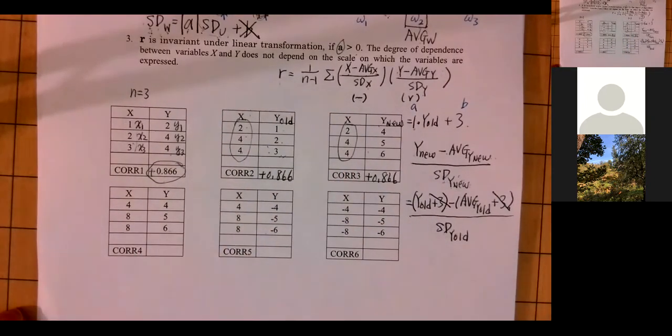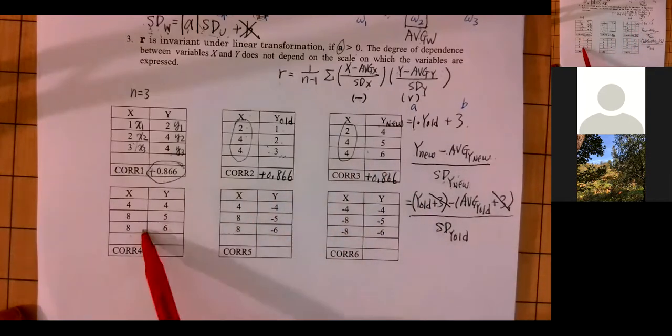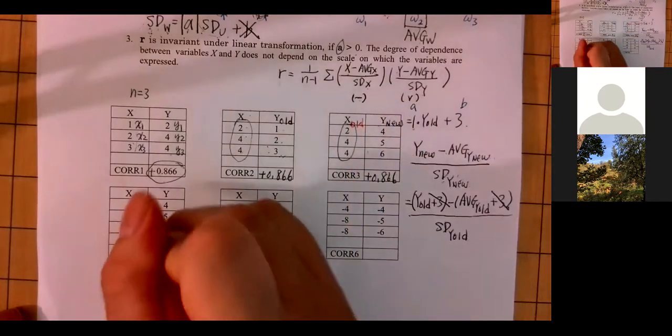Okay, let's look from table 3 to table 4. Let's look here. The y column, 456, y column, 456. So this column remains unchanged. X column, 244, X column, 488. How are these two tables related to each other? We know y remains unchanged, but x has been changed. What is the change? If I call this x old, this is x new.